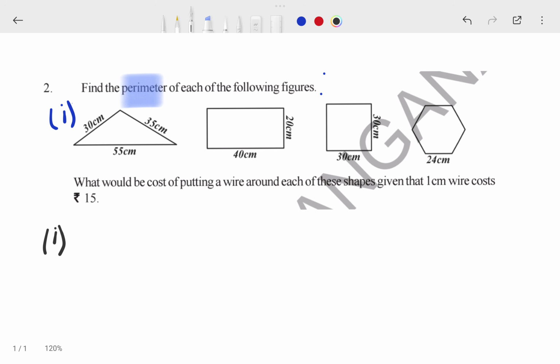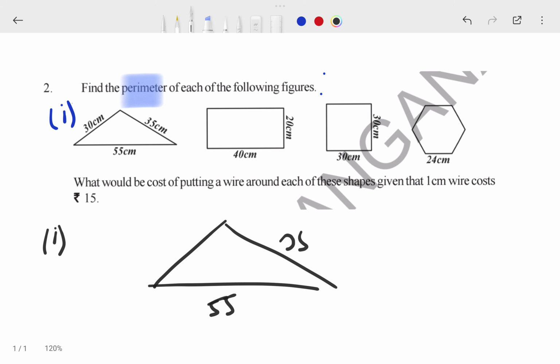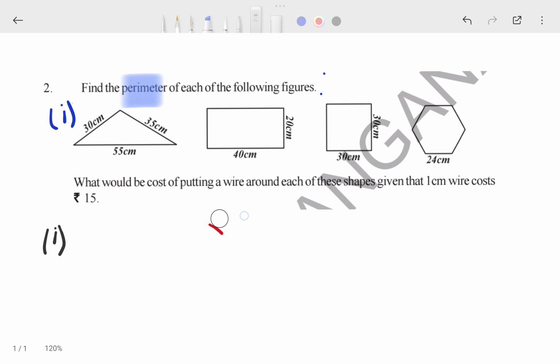Let's suppose this figure is given: this side is 55, this is 35 centimeter, and this is 30 centimeter. Suppose you put wire on this. If you look at your field, sometimes we put wiring on it, so that animals will not enter our field. Because of that we put wire. So if you put wire, what will the cost be?